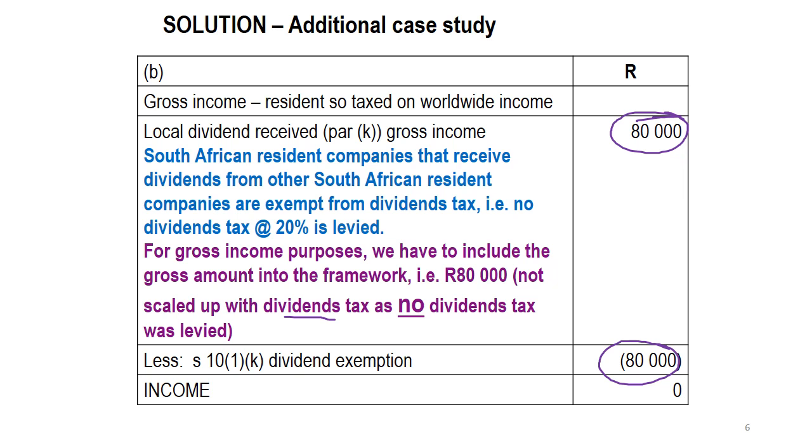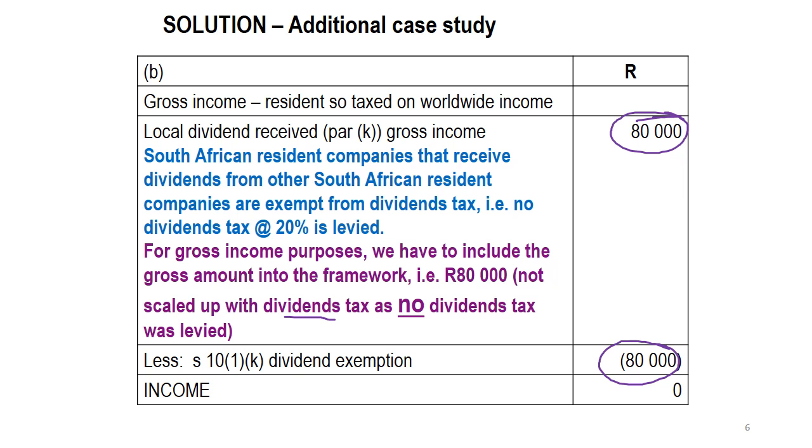If they give it to me prior to the deduction of dividends tax, in other words, the gross amount is given to you, that's the amount that goes into gross income. If it's a South African resident company, then you will not have to scale up with dividends tax because they are usually not subject to dividends tax.